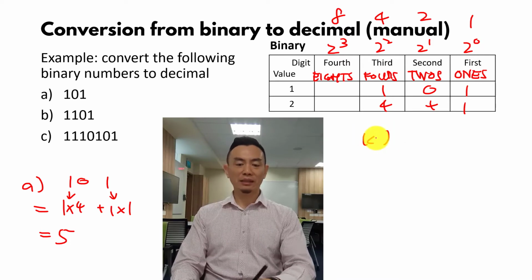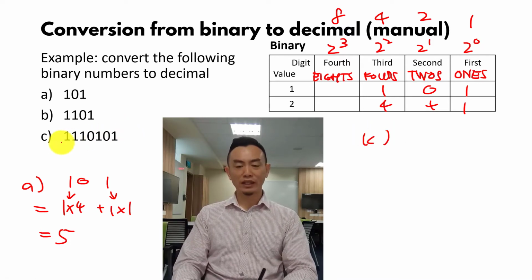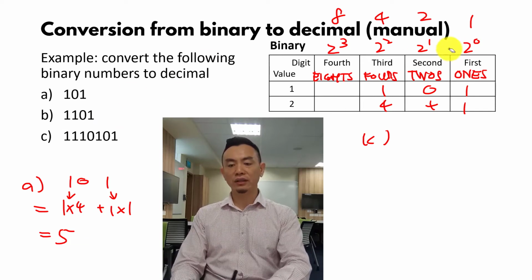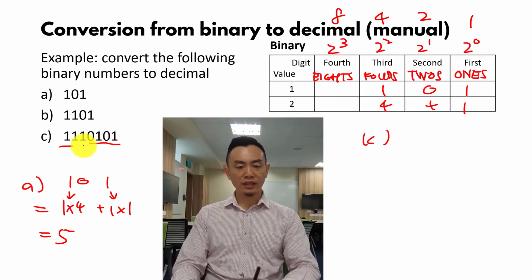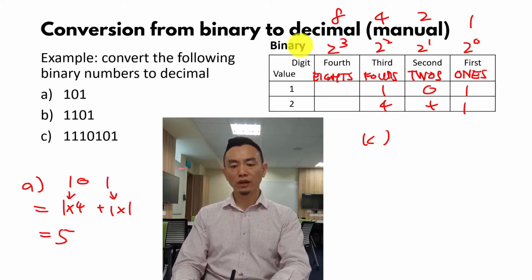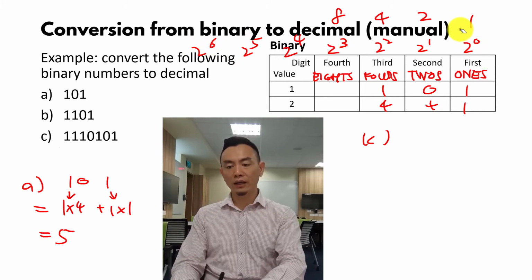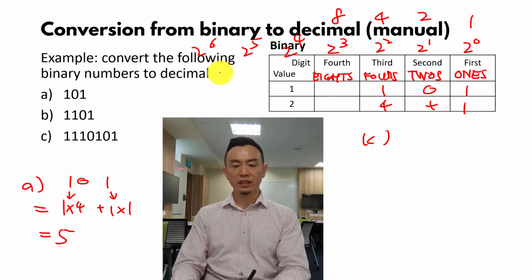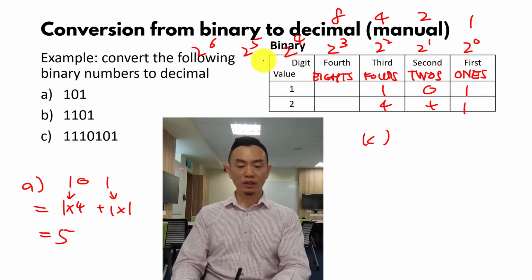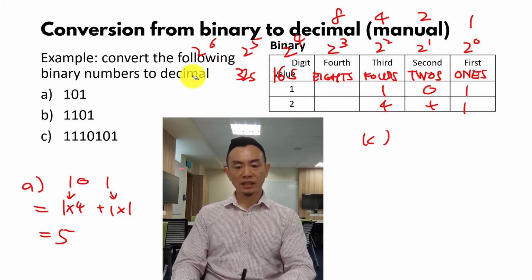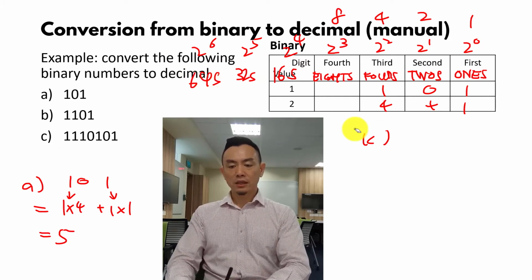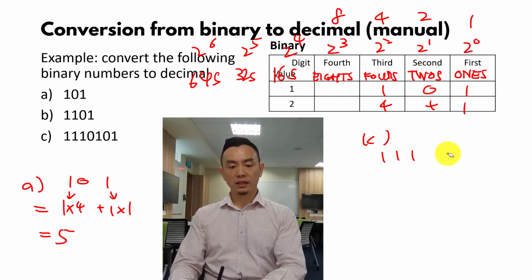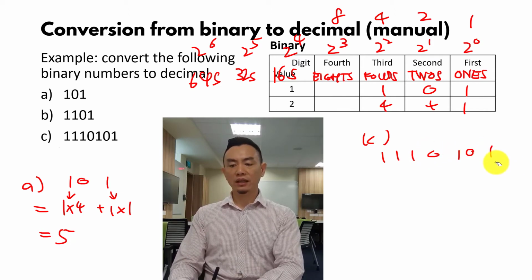Part C, okay, now it's a bit more tricky already because we have so many digits, right? So if we carry on, okay, let's see, there are 7 digits in this number, 1, 2, 3, 4. So the next one will be 2 to the power of 4, 2 to the power of 5, 2 to the power of 6. 1, 2, 3, 4, 5, 6, 7 digits. Okay, so this is 8s, we carry on, we have the 16s, okay, 2 to the power of 4 is 16, 2 to the power of 5 is 32, so this is 32s, and 2 to the power of 6 is 64s.